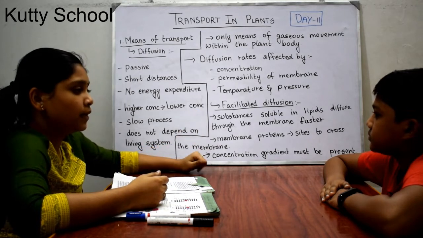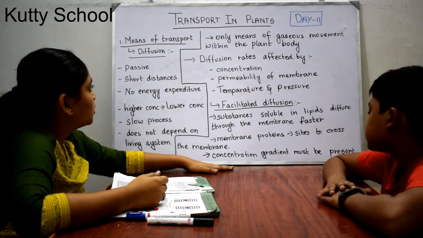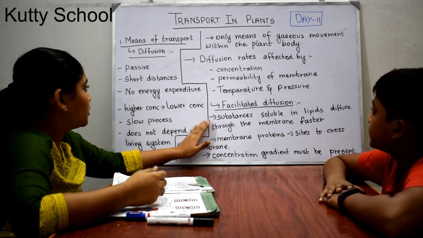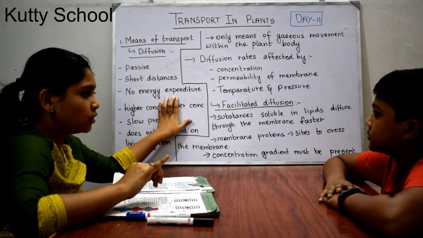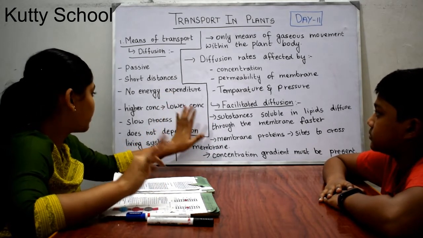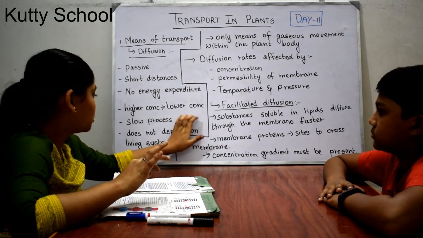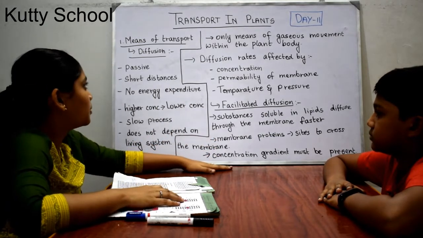The rates are also affected by temperature and pressure. Okay. So this is what diffusion is. It has no energy expenditure, it works over short distances, it is passive, and it goes from higher concentration to lower concentration. So these are the important points to remember in diffusion.